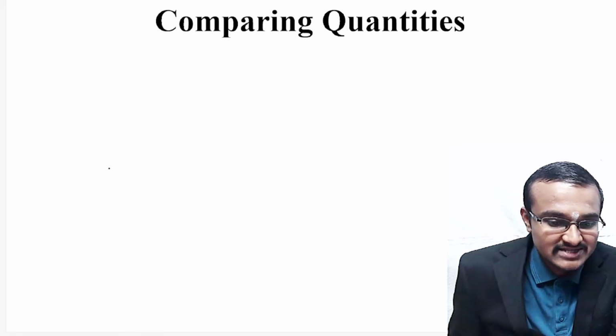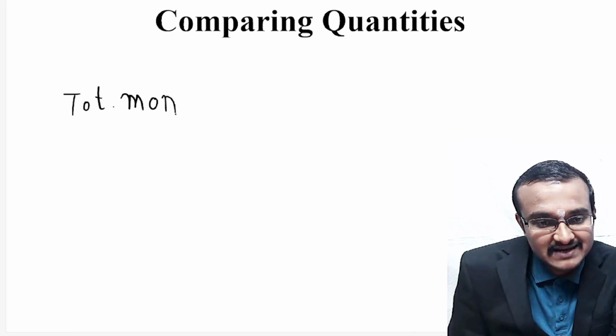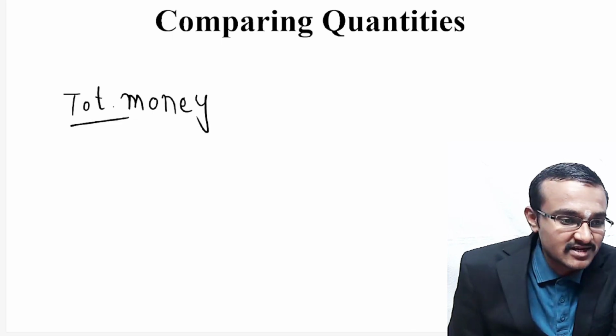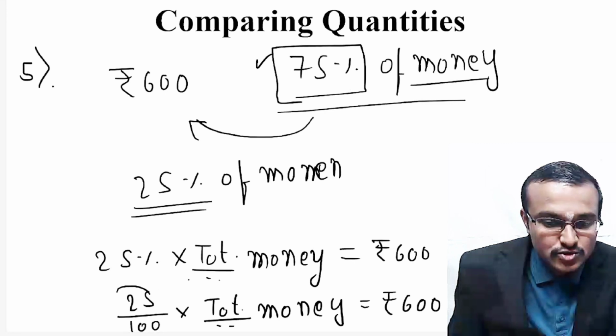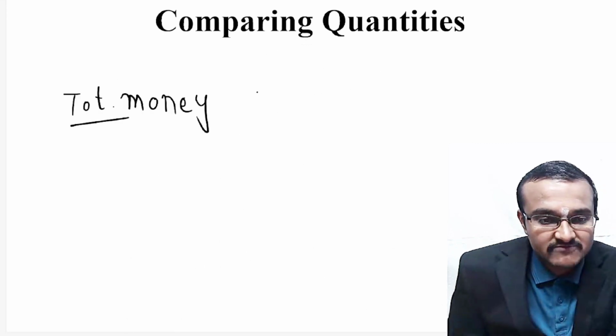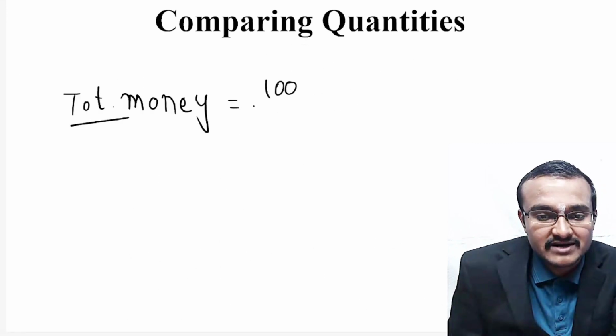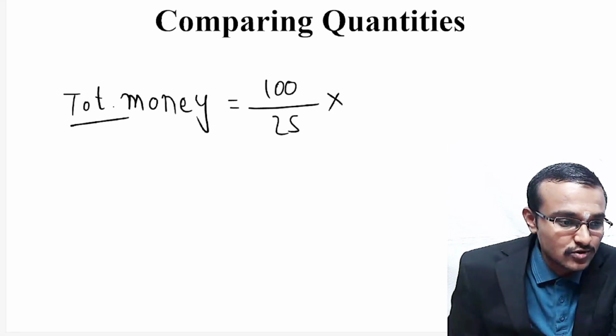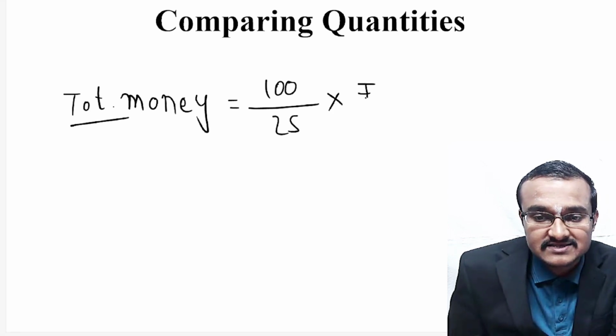Now you can calculate this easily. Keep the total money in the LHS itself and bring this 25 by 100 to the RHS. When you bring 25 by 100 into the RHS, it will become 100 by 25 into what is there in the RHS, 600 rupees. So now we can easily calculate.